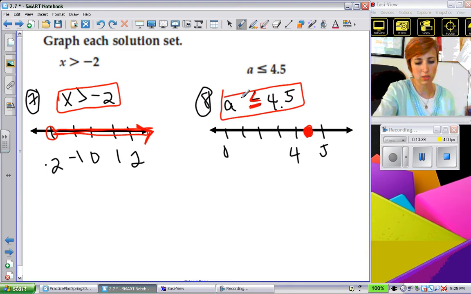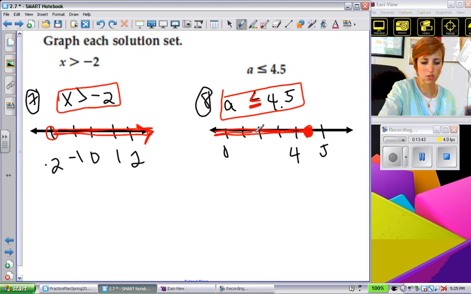Then the arrow points to the left because a is less than, and less than is left. L should always remind you. It rhymes. Okay.